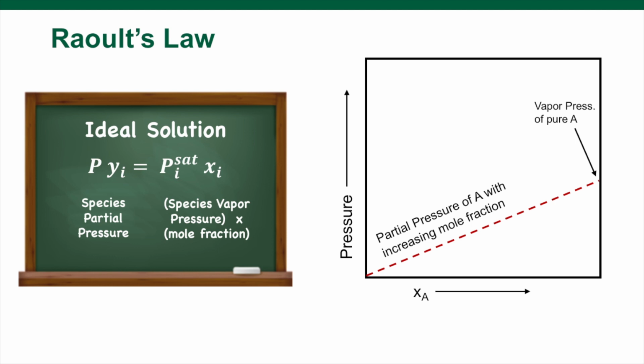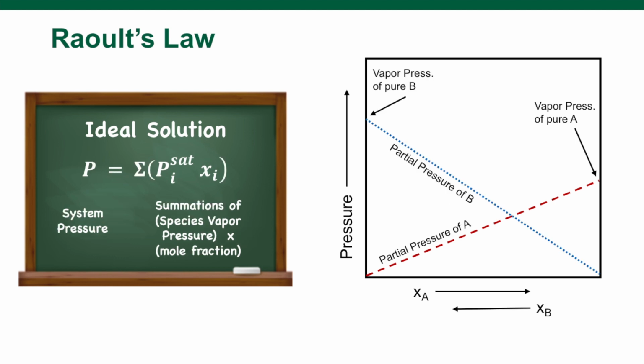Mathematically, this is expressed as the species partial pressure equaling the species vapor pressure multiplied by the mole fraction. Graphically, the red dashed line shows the partial pressure of species A as its mole fraction increases. When a second species is added to the figure, the x-axis direction is reversed. The mole fraction of species B decreases when moving from left to right. Species B is represented by the dotted blue line.